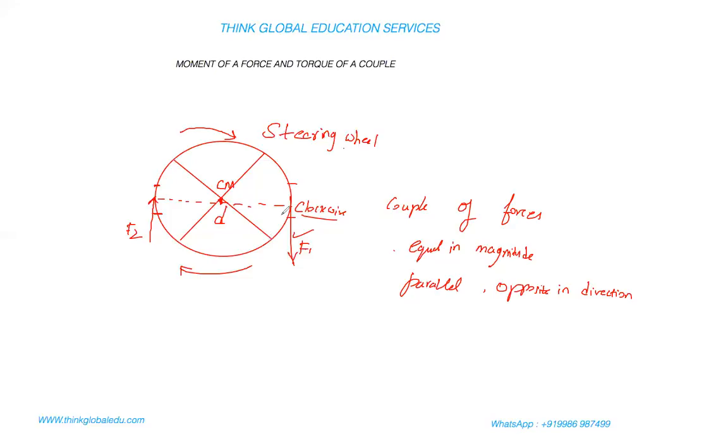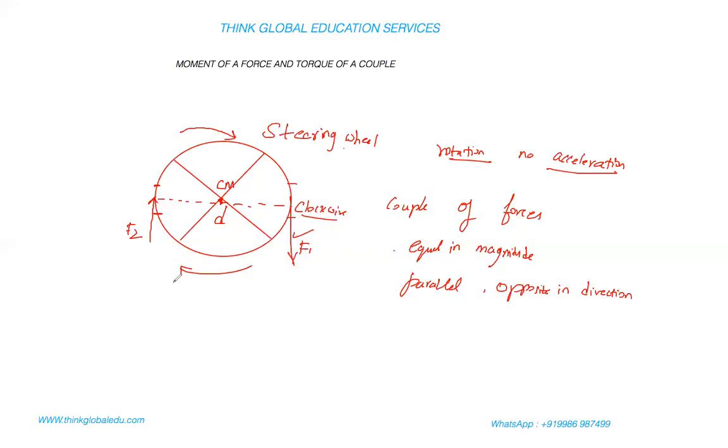Then what I can expect is that they will produce a rotation, but there will be no acceleration. Since both the forces are equal, there will be no acceleration, there will only be rotation. That's what we can expect when we apply a couple of forces. Now I can calculate the amount of rotation. That amount of rotation is called the torque. So the torque of a couple is nothing but the amount of rotation when I apply a couple of forces.